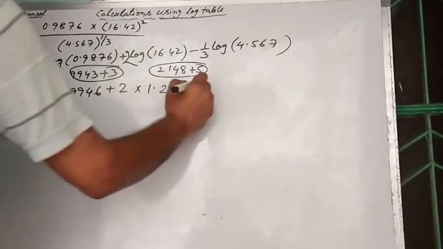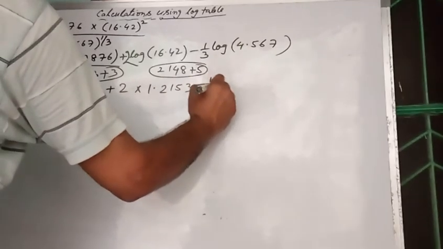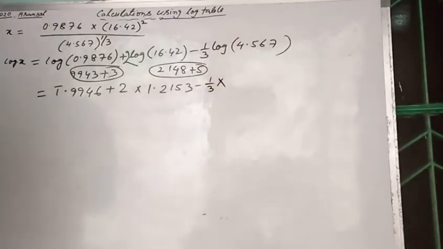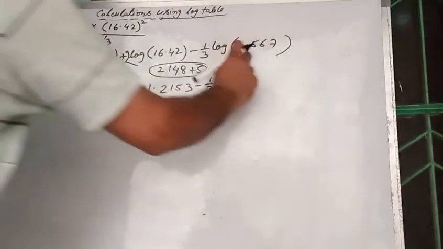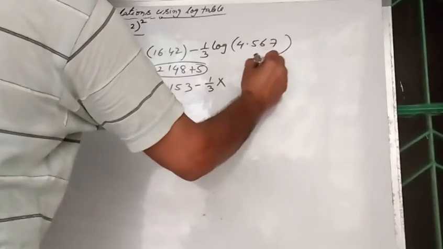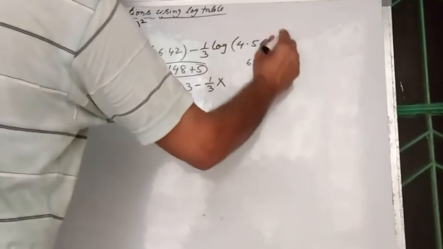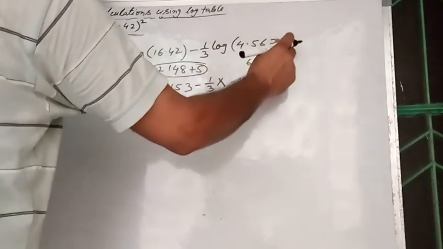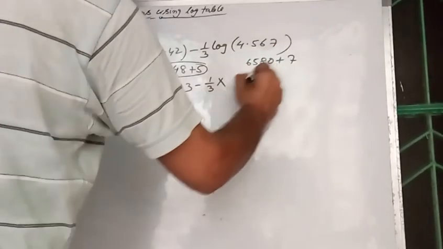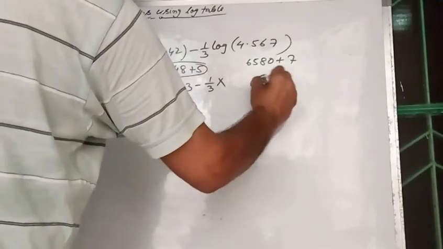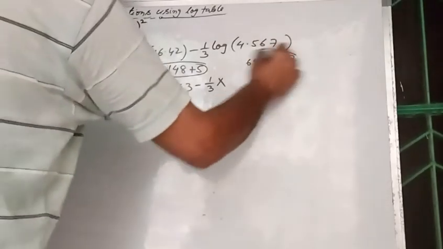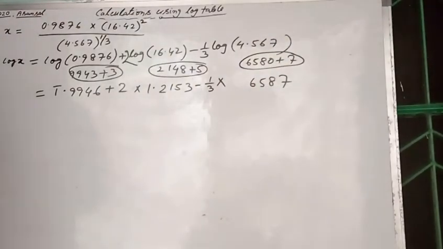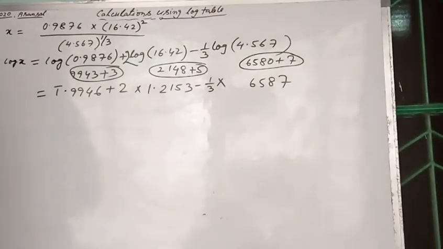Characteristic is 1 minus 1 by 3 into log of 4.567. तो 45 का 6 देखेंगे. 45 का 6 का वैल्यू है 6580 और mean difference table में under 7 the value is 7. So we get 6587. So what will be the characteristics? This is the mantissa.